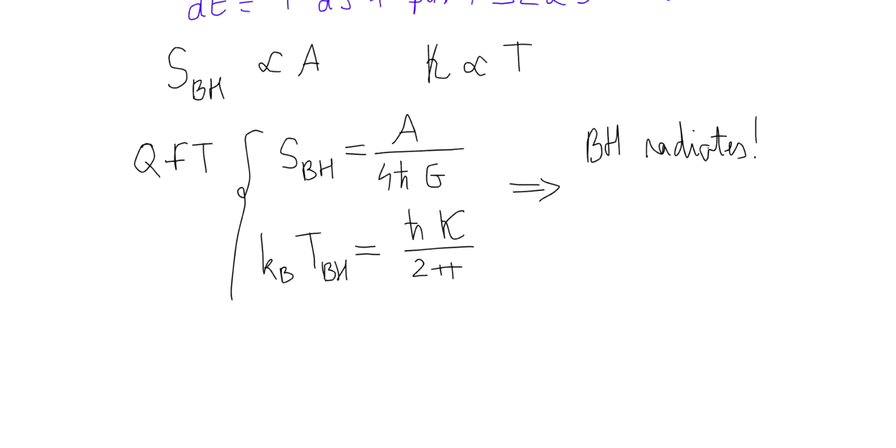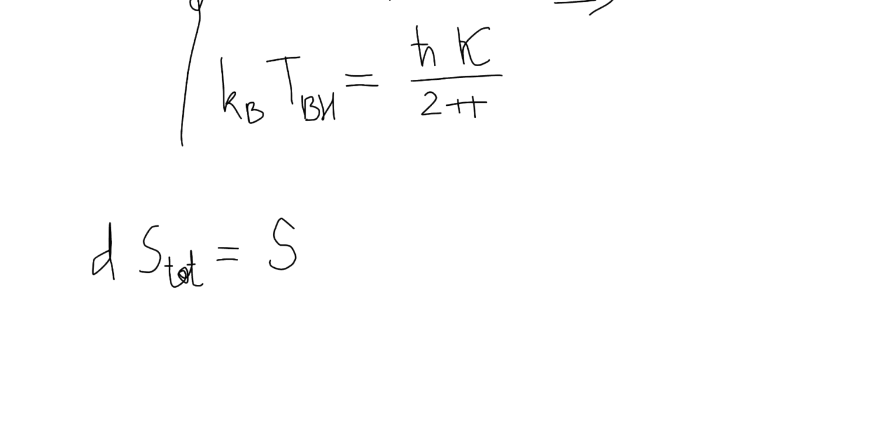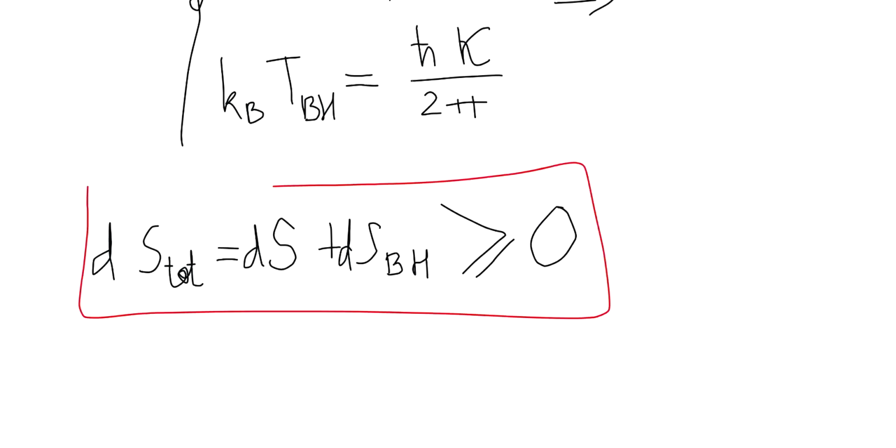So the second law of thermodynamics is that if we consider a differential of the total entropy of the universe, then it's equal to the differential of the entropy of the universe plus the entropy of the black hole. And it's this total entropy that, according to thermodynamics, cannot decrease. This is the second law of black hole thermodynamics.